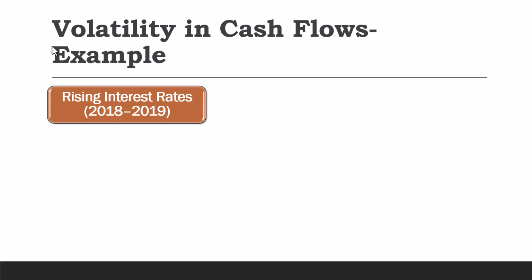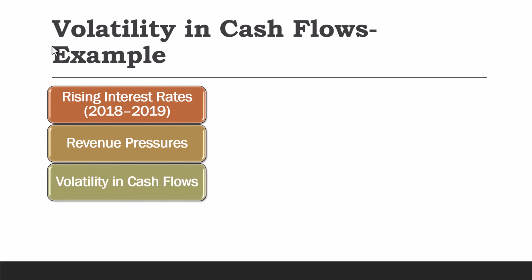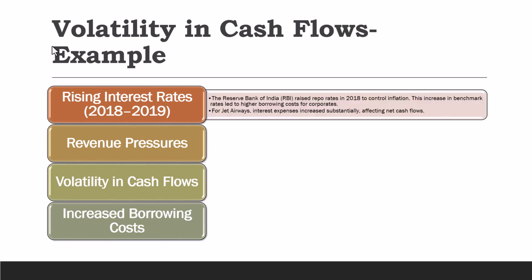Now, rising interest rates in 2018. So this is a scenario in India. The interest rates were rising, and there were revenue pressures because there were a lot of other players coming in, and the tariffs were dropping in this period. Volatility in cash flows was witnessed, and increased borrowing cost. So the Reserve Bank of India raised the repo rates in 2018 to control inflation. The increase in benchmark rates led to a higher borrowing cost for the corporates. For Jet Airways, interest rate expenses increased substantially, affecting the net cash flows.